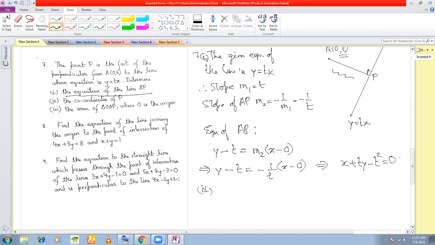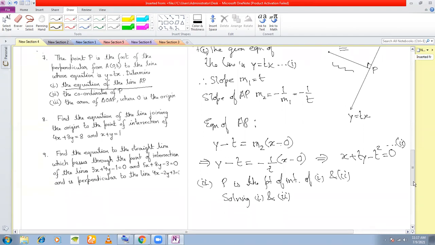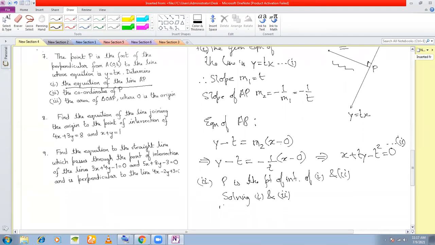If you call this 1 and this 2, P is the point of intersection of 1 and 2, right? So solve 1 and 2 to get the coordinates of P. So solving 1 and 2, how do you solve? Again, put y is equal to tx here, putting y is equal to tx from 1 in 2.